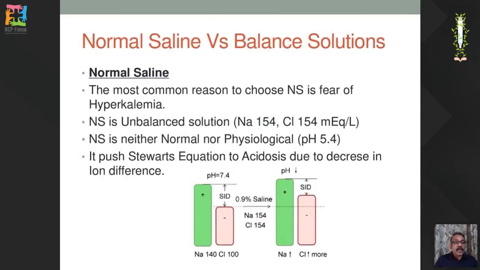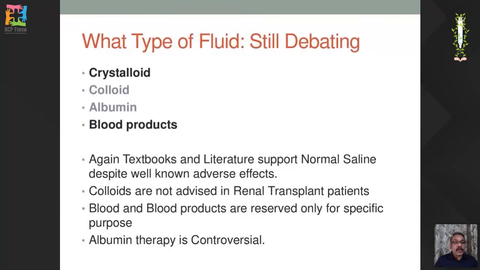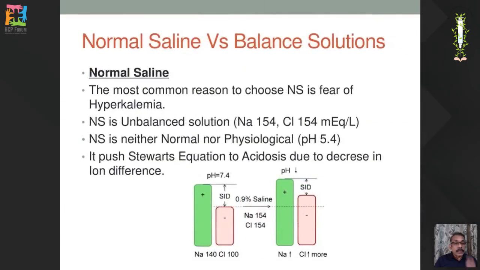Now coming to whether normal saline or balanced solution. Normal saline was invented almost in 1890, I think. Since then it has been the most commonly used fluid in ICU and critical care. Later the balanced solution came, because we came to know that normal saline has some hazardous effects. Now, coming to the renal transplant, what fluid should we use?